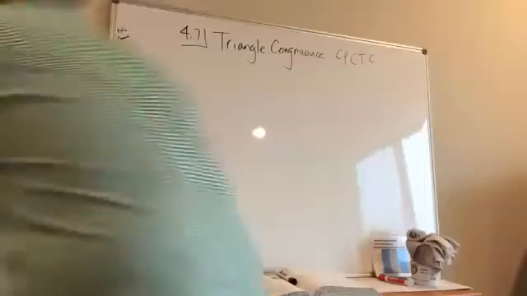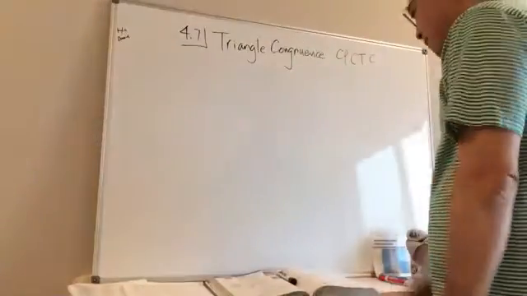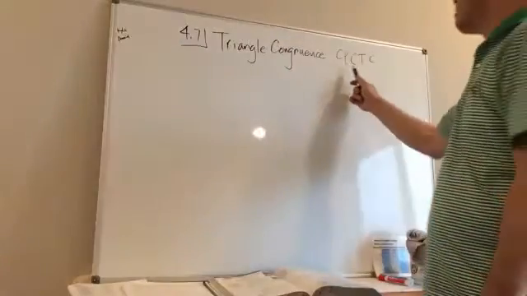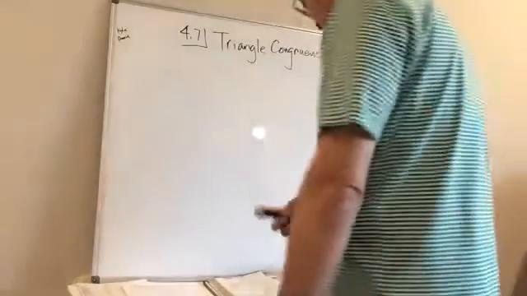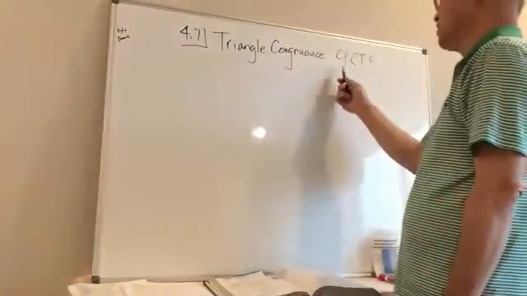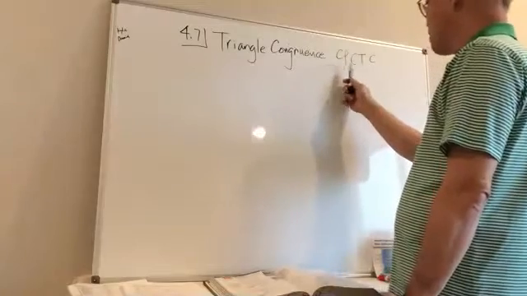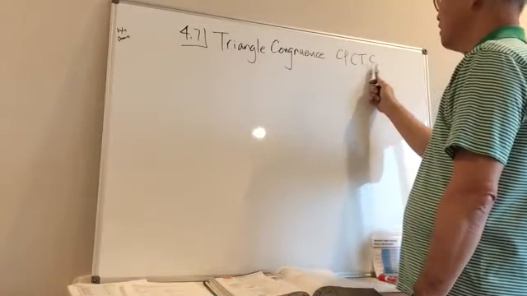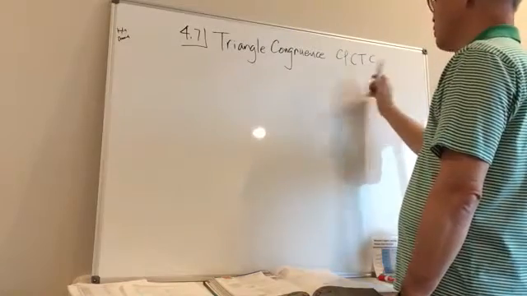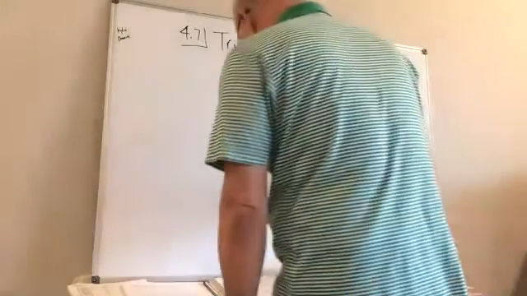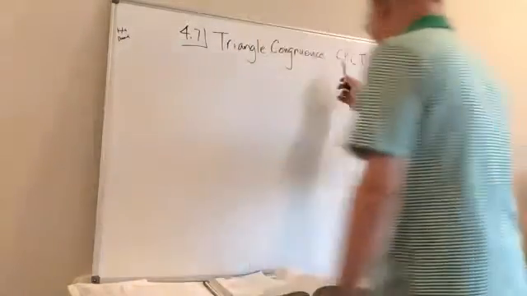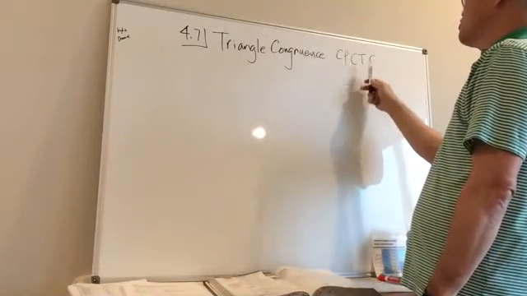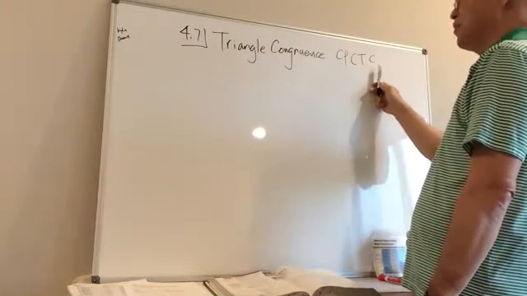Let's go ahead and move on to 4.7, triangle congruence. We have this thing here that says CPCTC. Okay, this stands for congruent parts in congruent triangles are congruent. So no, it is actually what? Corresponding parts in congruent triangles are congruent, okay?